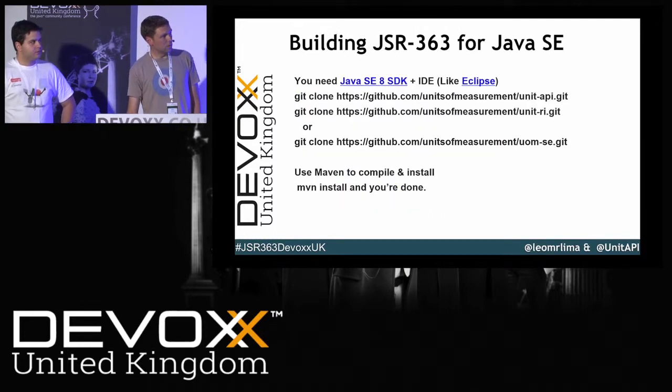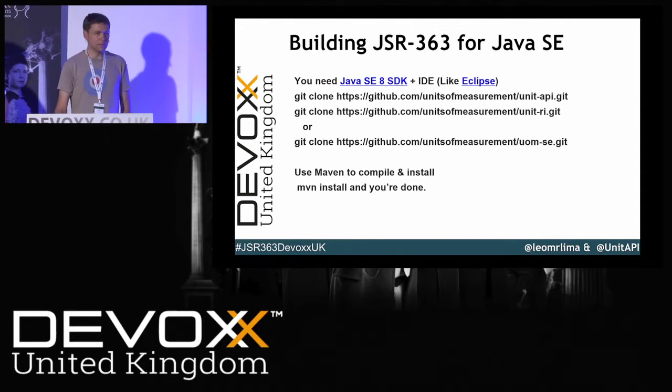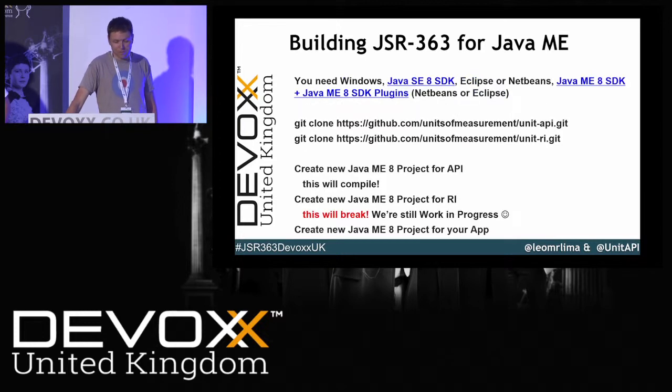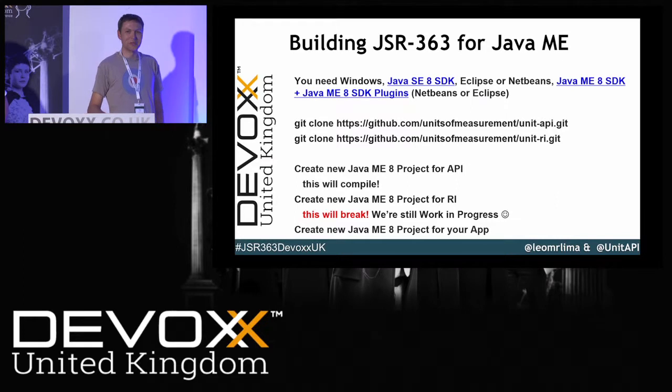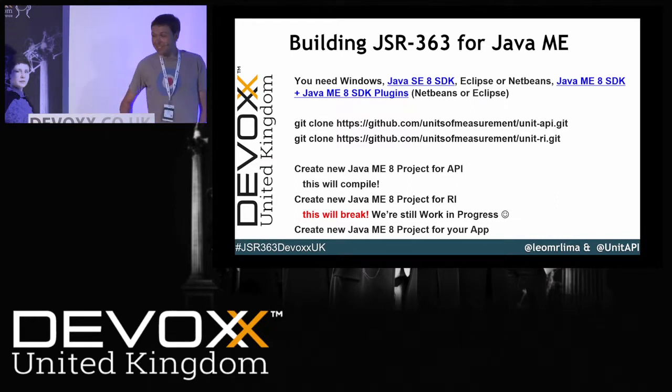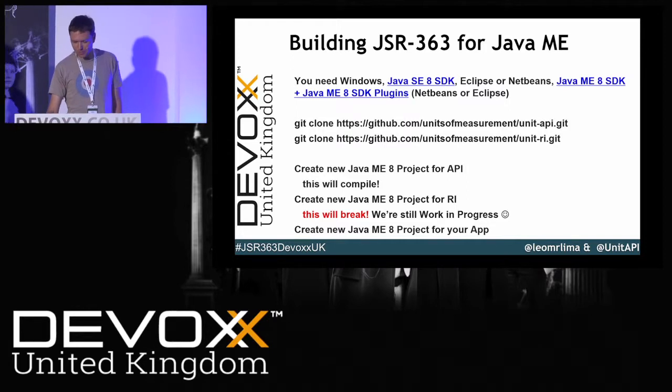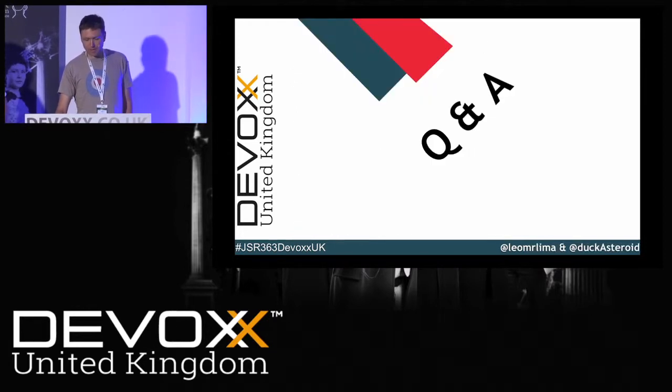And if you want to build it, it's pretty easy, actually, because there isn't an awful lot in there. If you clone those two repositories out of GitHub, and then run Maven compile install, you'll have a working copy of it on your file system. If you want to do it for ME, it's a bit more complicated, and right now, as we stand in this room, it's broken. So please help us fix it if anybody's an ME expert in here. So, are there any questions?